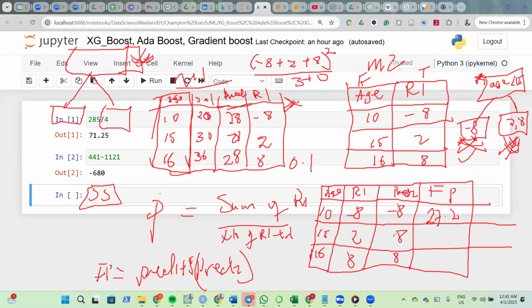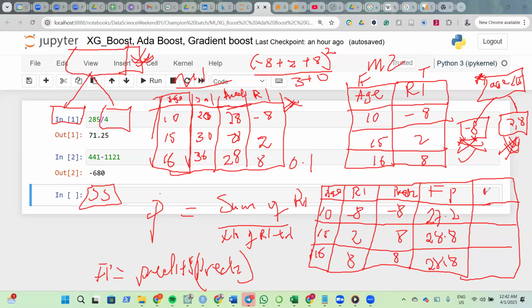And here you are going to have 8 multiplied by 0.1, which is 0.8. So you're going to have 28 plus 0.8, which should give you 28.8. This one too should give you 28.8. So now residual 2.